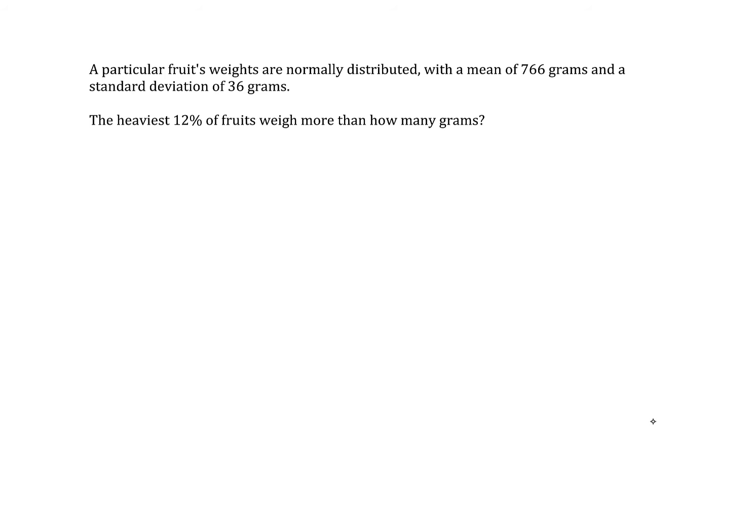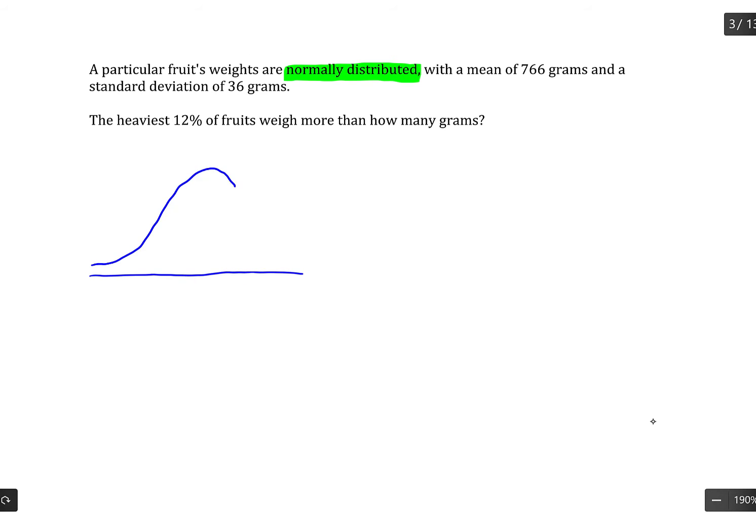In this situation, the first thing that I notice is that we're told that we have data that is normally distributed. In that kind of a situation, the first thing that I recommend doing is sketch a bell-shaped curve and put the pertinent information on there. So we have an overall mean of 766 grams with a standard deviation of 36 grams. Now the mean is 766, and that's a number of grams, so my axis here is labeled in grams.